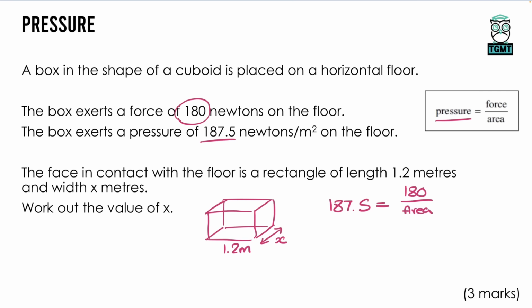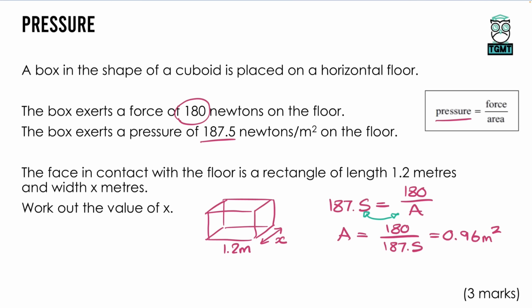Now, when we have things like this, these can just be switched over. Now, there is a process to that. You multiply the area to the other side. Let's call the area A, and then you would divide by 187.5 on the other side. But you can get away with this quite quickly just by switching them. So A is equal to 180 divided by 187.5. So if we type that into our calculator, 180 divided by 187.5, that comes out as 0.96. There we go. So 0.96 is the area, and it's in metres, so that's metre squared.